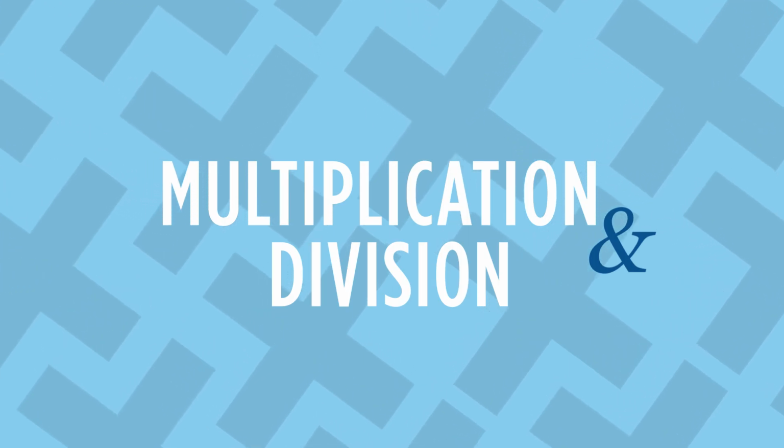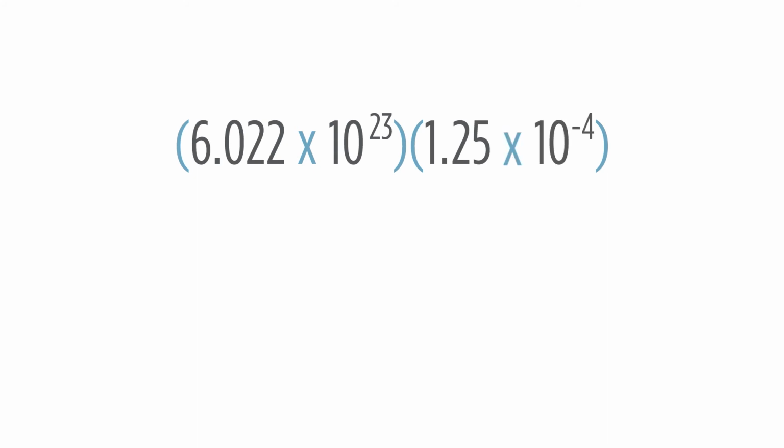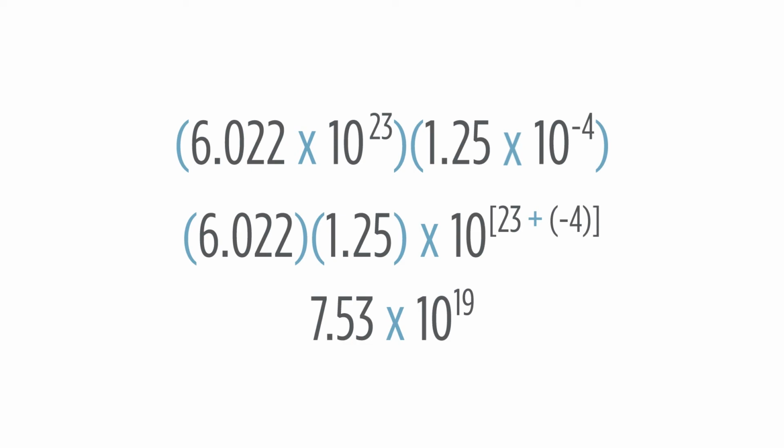Let's look at multiplication and division. In multiplication, we're going to add the exponents. So if we take a rather large number, 6.022 times 10 to the 23rd, and we're going to multiply that by 1.25 times 10 to the minus 4th, we'll multiply the two numbers, 6.022 and 1.25, and then for our exponents, we're going to add those. So we're going to add 23 plus the negative 4. We do our multiplication, and we'll come out with 7.53 times 10 to the 19th.